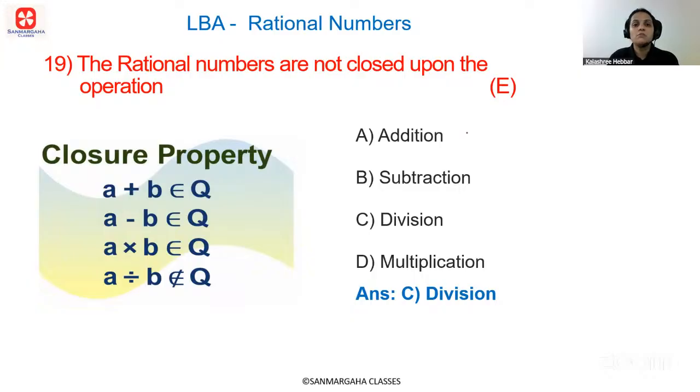The rational numbers are not closed upon the operation: A. Addition, B. Subtraction, C. Division, D. Multiplication. Okay, so the correct answer is C, that is division.